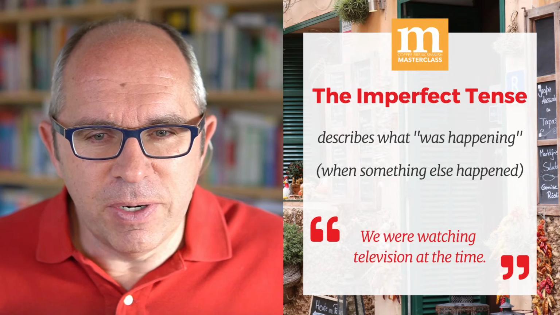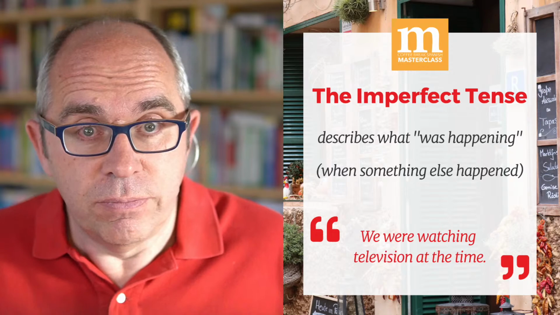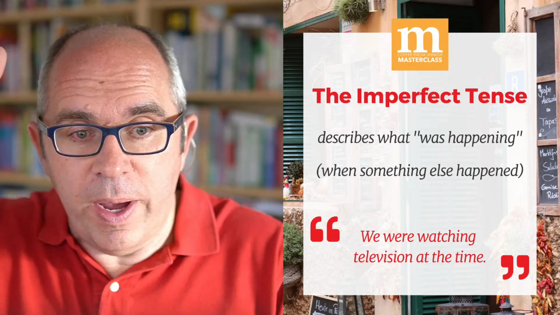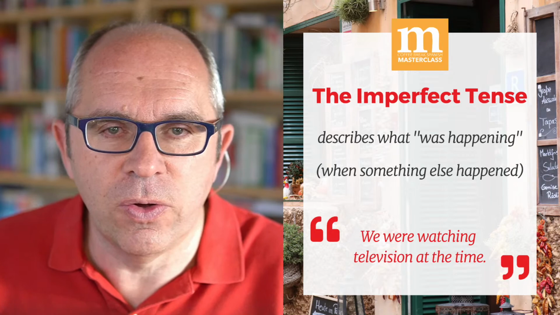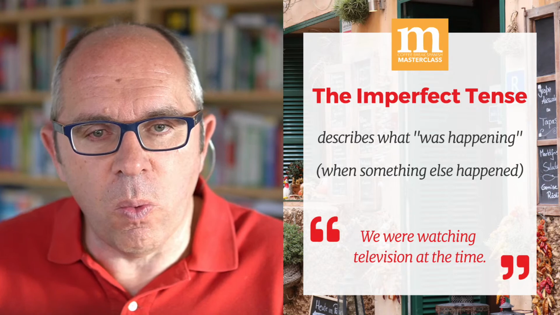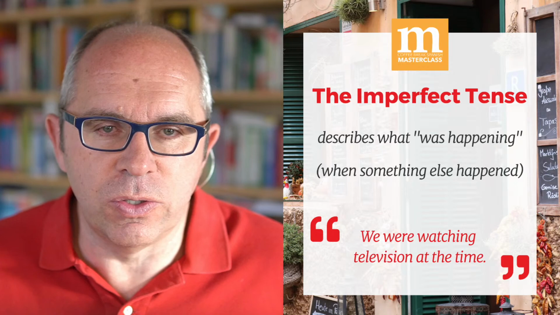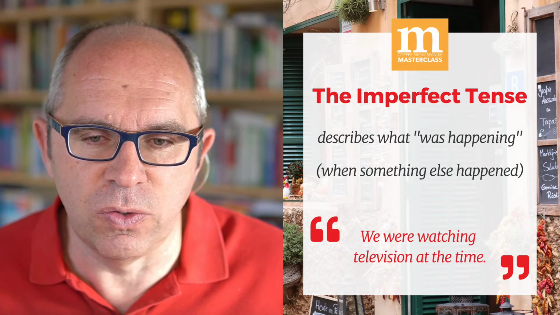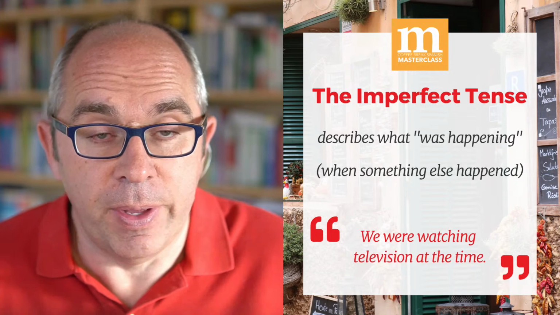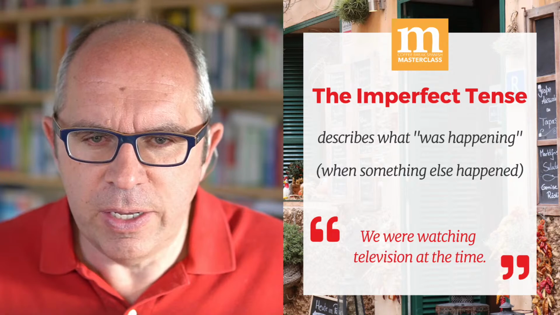Number two use of the imperfect tense, it describes what was happening and sometimes when something else happened. So something that was happening when something else happened. So we were playing football and a dog ran onto the pitch. Or we were watching television at the time. So you're talking about what was happening. In this case, we were watching. So we were, I was, you were, and so on. Obviously, the verb conjugates in English, just like we have to conjugate Spanish verbs too. So the imperfect tense there is used for something that was happening, in the case sometimes, when something else happened. Okay, so that's use number two of our imperfect.